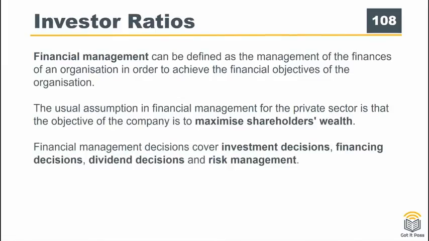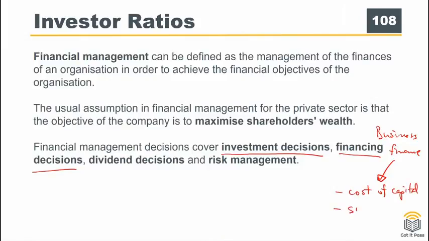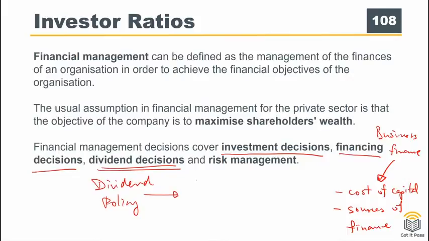Financial management decisions cover investment decisions. As we learned, financing decisions are about business finance, which includes costs of capital and sources of finance. Then dividend decisions, or dividend policy. Dividend policy affects the value of the company as well, because do you remember the dividend growth model? It can derive the value of a company.